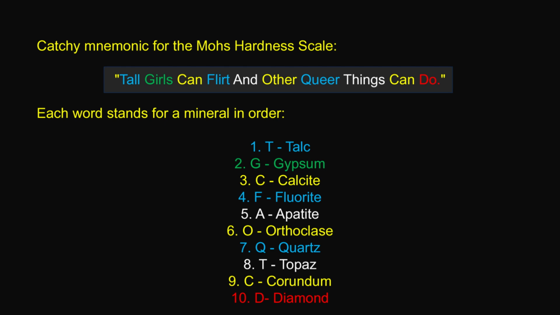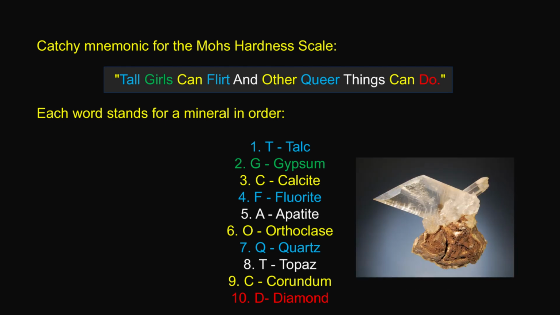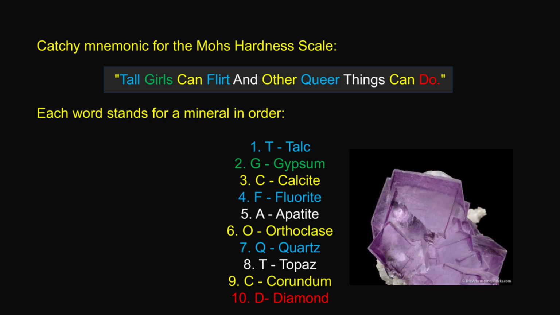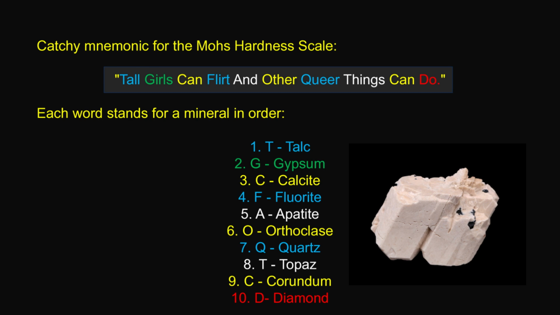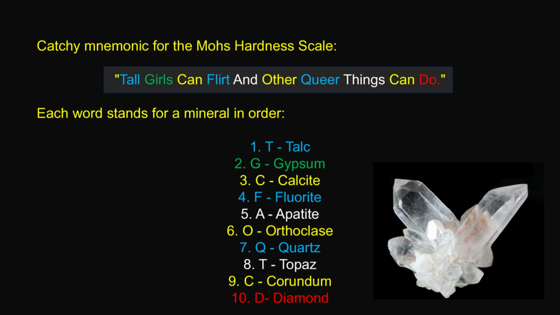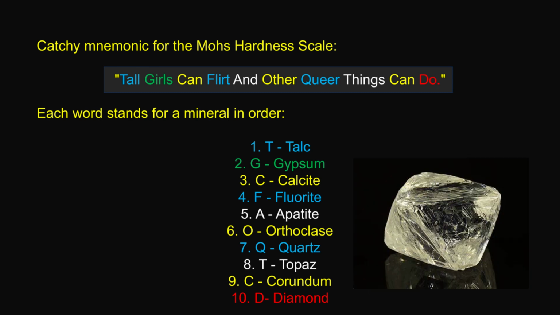Tall girls can flirt and other queer things can do. Each word stands for a mineral in order. T for talc, G for gypsum, C for calcite, F for fluorite, A for apatite, O for orthoclase, Q for quartz, T for topaz, C for corundum, D for diamond.